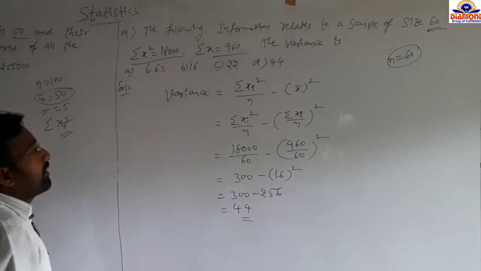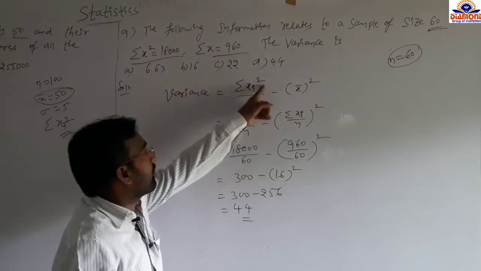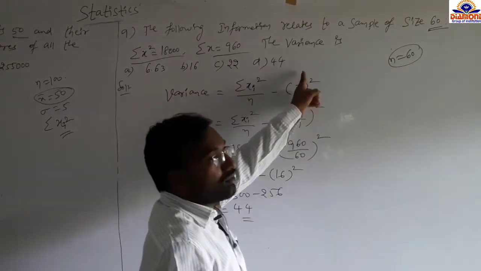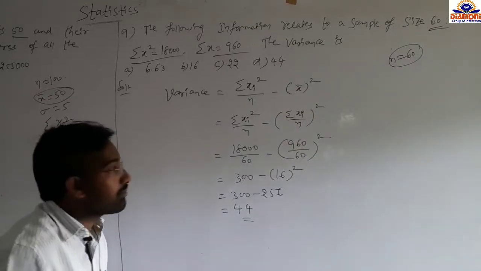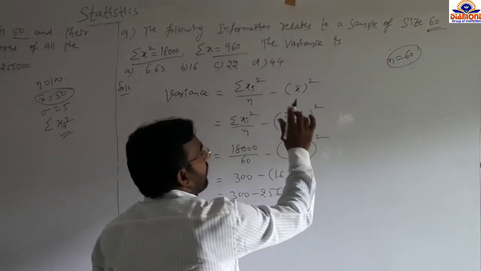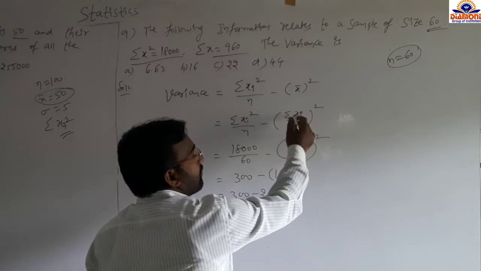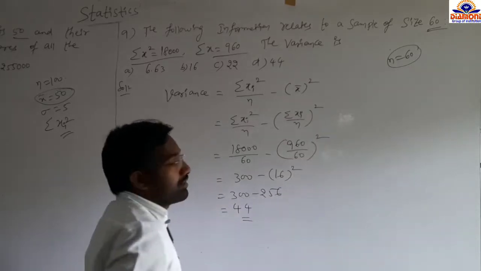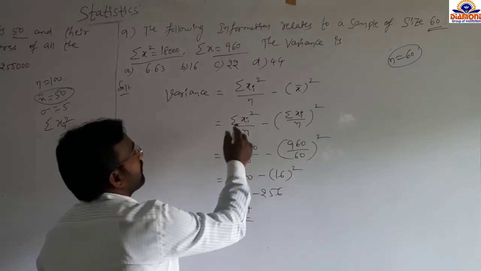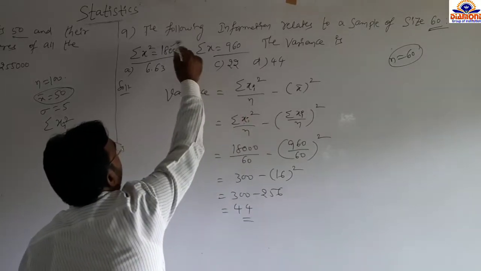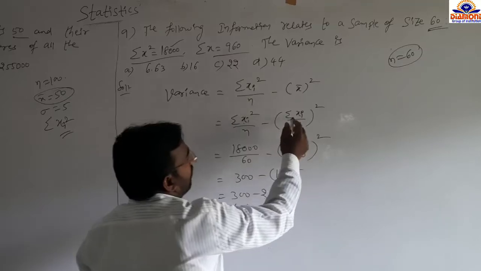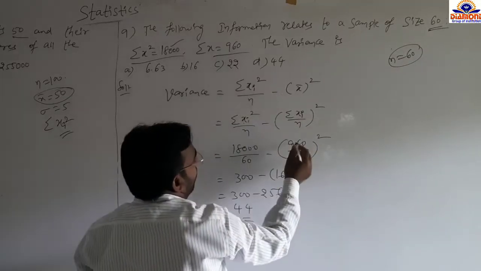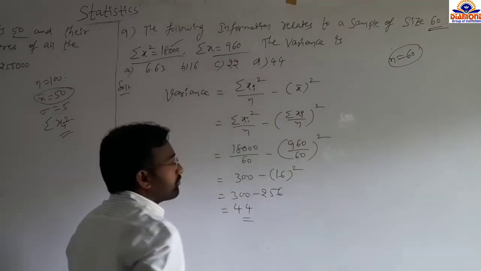You know that variance equals summation xi square by n minus x bar whole square. This x bar indicates the mean. So x bar is nothing but summation xi by n, the sum of the observations by the number of observations. So this equals summation xi square, already given as 18,000, by n, which is 60, minus summation xi, which is 960, by 60, whole square.